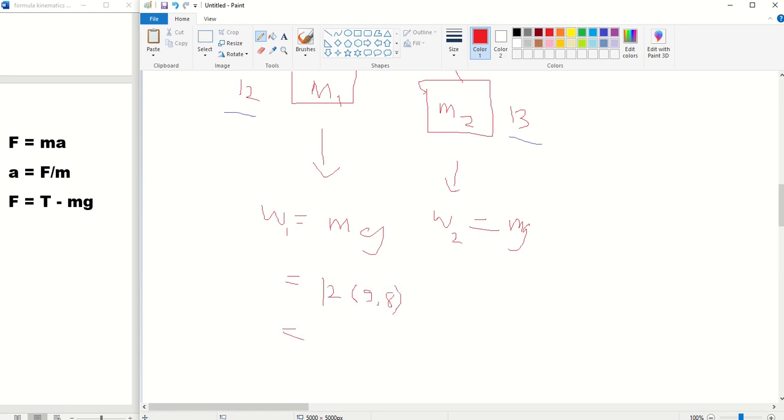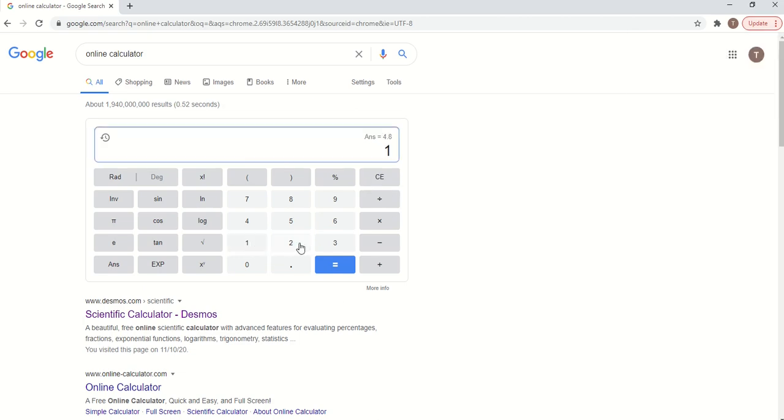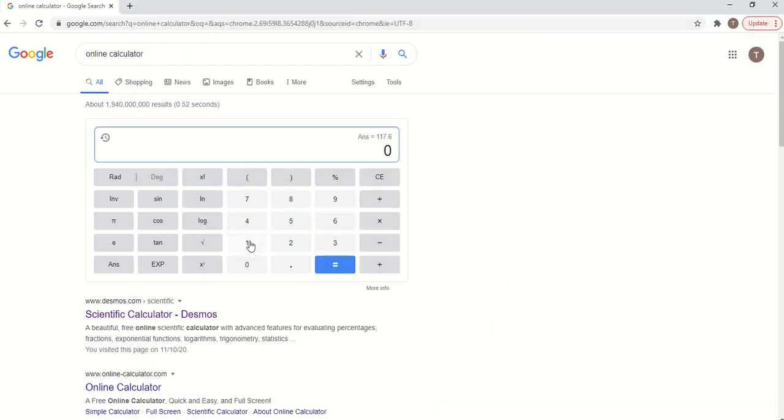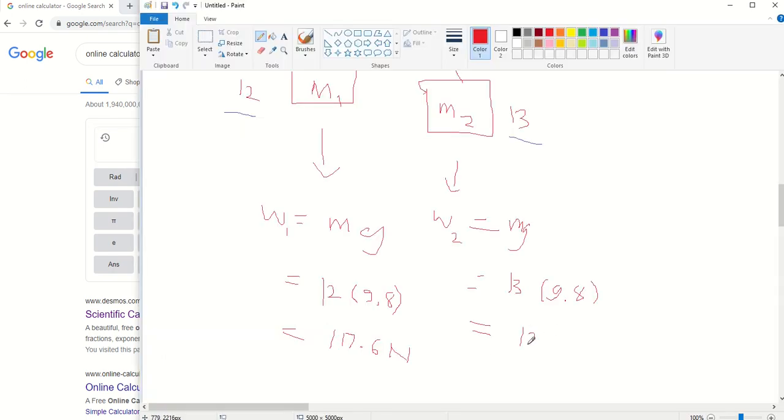Ayan. So, tingnan natin. 12 times 9.8 is equal to 117.6 newtons. And then, ito. Tingnan natin. 13 times 9.8 naman to. So, bali 127.4 newtons to.